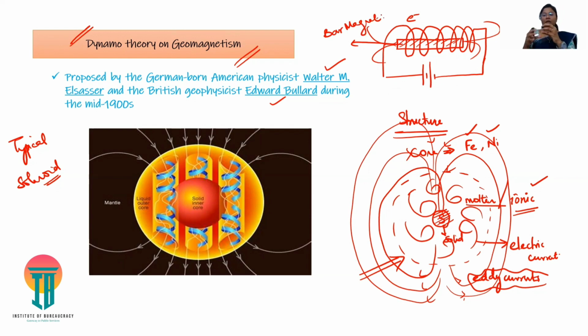Similarly, Earth's inner core is solid. Assume that is the conductor, and the outer core is in a molten state. And what is happening inside the molten state? The ions are in mobile fashion. They are producing eddy currents or electric currents. So just as a conductor placed inside an electric current carrying coil can have magnetic property induced, here too, because of the electric current produced in the outer layer, magnetic properties are induced into the core.